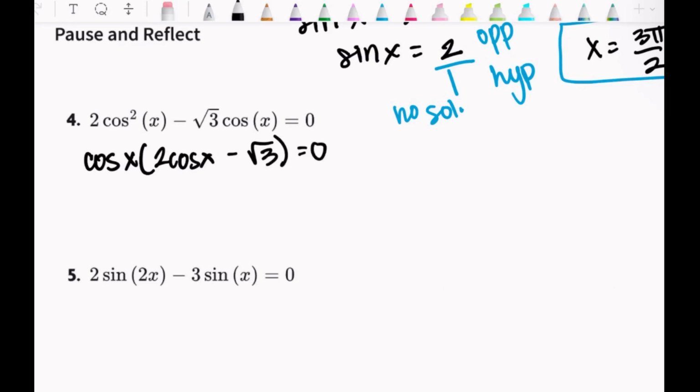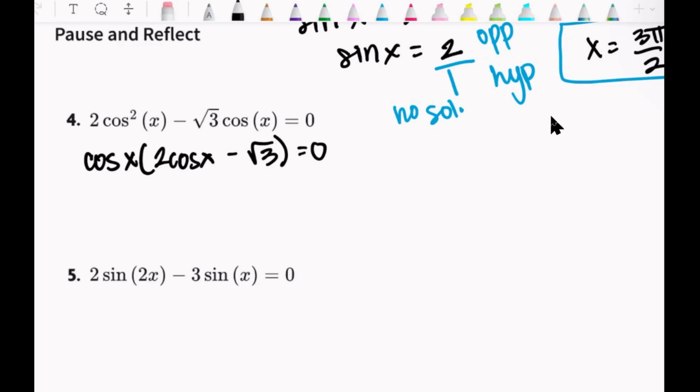So this is like the backwards of distributing, right? So if I distributed this right now, cosine x times 2 cosine x is 2 cosine squared. And cosine x times negative root 3 is negative root 3 cosine x. So this is fine. So this is like you taking out the greatest common factor before you start factoring.